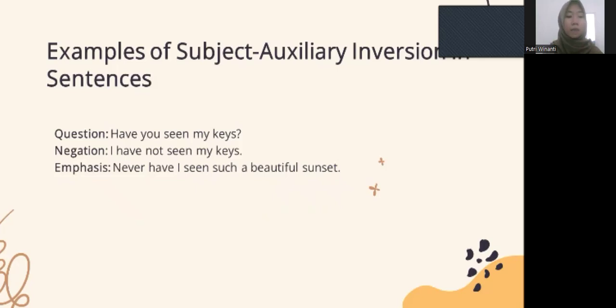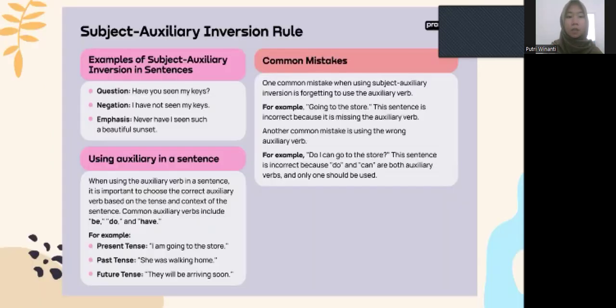The question: Have you seen my keys? The negation: I have not seen my keys. And the emphasis: Never have I seen such a beautiful sunset. In these examples, the auxiliary verb have switches places with the subject in questions, negation, and emphasis. The structure is commonly used in English grammar to add emphasis or change the meaning of a sentence. This is the subject auxiliary inversion rule.